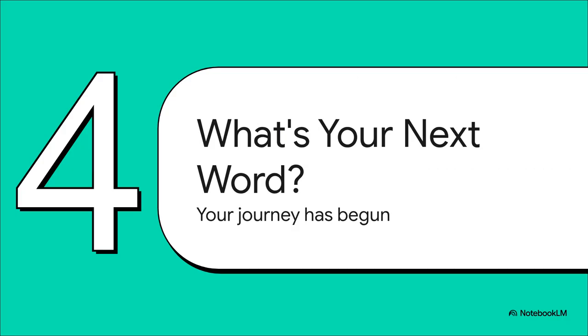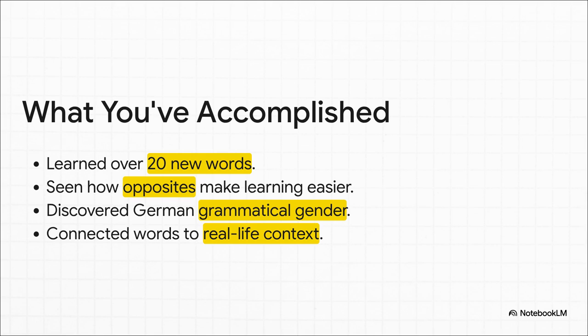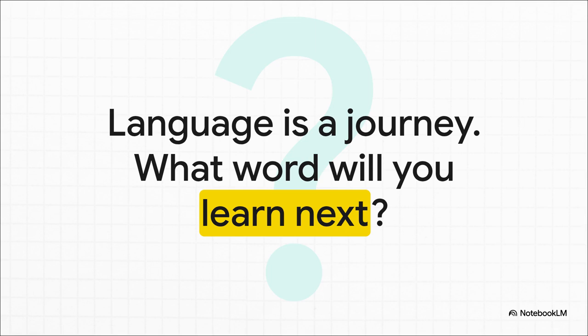And that brings us to the end of our quick tour. But this isn't really an end, it's a starting line. You've just built a really solid base. Let's just think about what we did here. In just a few minutes, you've learned a core set of German nouns, adjectives, and verbs. You've discovered that powerful memory trick with opposites, and you've been introduced to that key concept of grammatical gender. That is a huge amount of ground to cover in such a short time. Remember, learning a language is a journey, not a destination. And you've just taken a really confident first step. So, the only question left is, what word will you learn next?